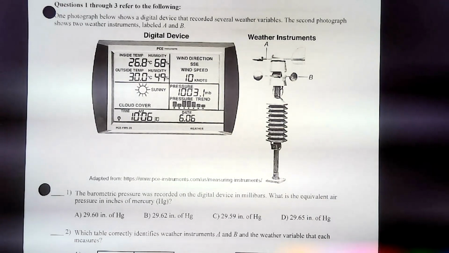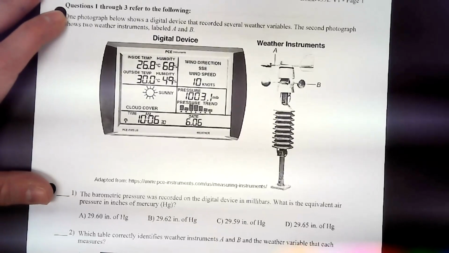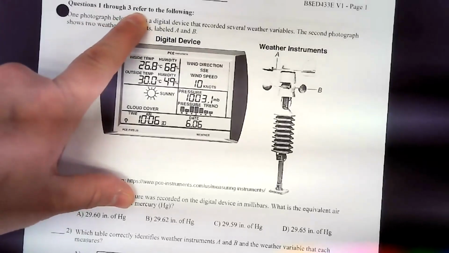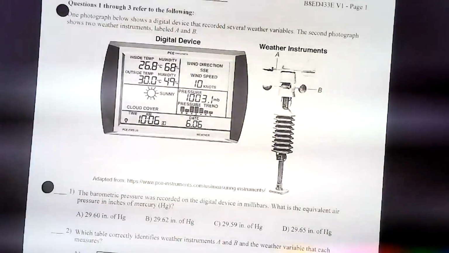This first question, people are like, I have no idea how to do this first question. This one should have been easy. Now, remember, what's the number one rule of earth science? Read all the words, including directions. So up here, you had to read that. It says questions 1 through 3 refer to the following. For the whole first page, you had to look at the pictures.